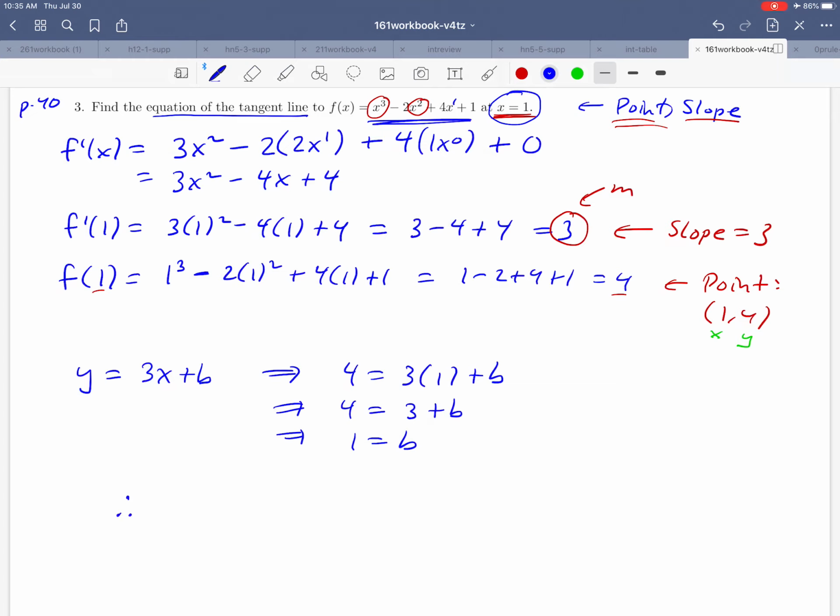All right, and so the equation of our line should just be y equals 3x plus the b that we just found, which is 1. And there's our answer.